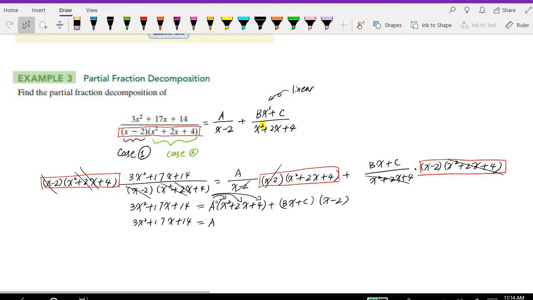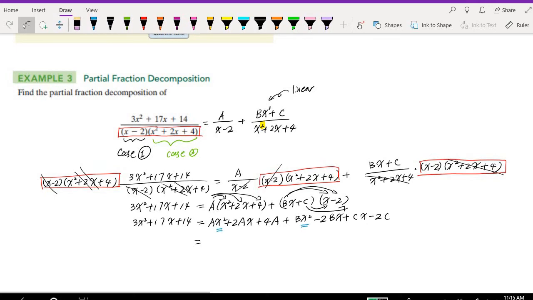We're going to have Ax squared plus 2Ax plus 4A. And then the second, we're going to have Bx squared, minus 2Bx, plus Cx minus 2C. Once we have this, we're going to collect like terms. Let me use a different color. So we have x squared here, we have x squared here.